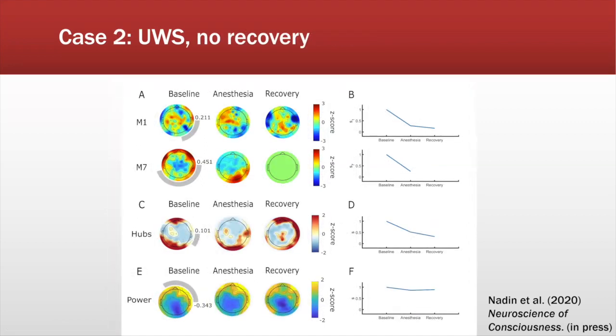The second case is also unresponsive wakefulness syndrome, but the individual did not recover. In the baseline state, motif 1 wasn't very similar to our healthy controls, but motif 7 showed quite a bit of similarity. However, when we looked at how the motifs reconfigured when the individual was exposed to propofol anesthesia, we see not too much reconfiguration, which you can see in panel B over here. And when we removed it again, it didn't return to its baseline topographic configuration.